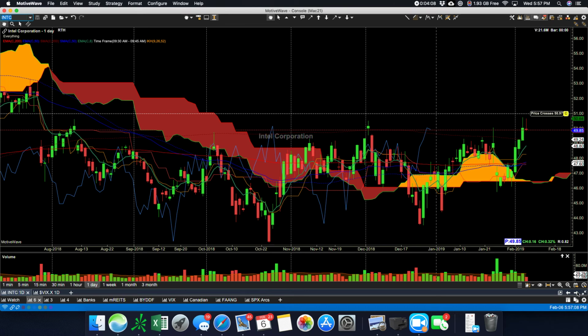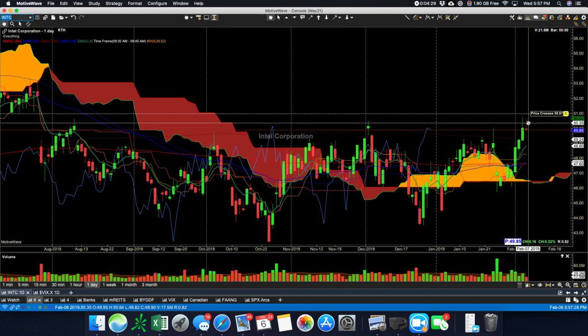Intel Corporation. Intel was looking good, broke out of the cloud. Chikou span broke above the 200. Certainly if you bought on this candle, that was a good choice. You had 1 day, 2 days up. Today we had a bit of a pullback. I would be willing to buy it over 50.97.